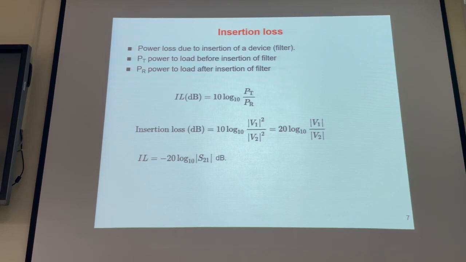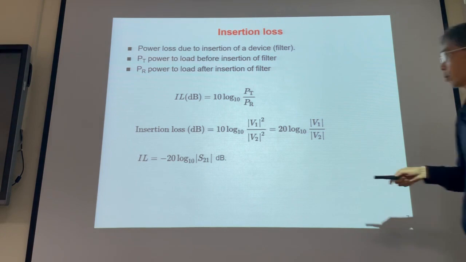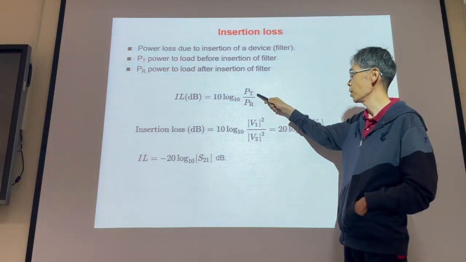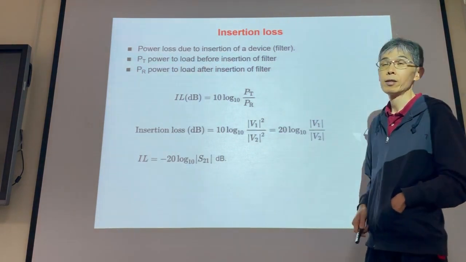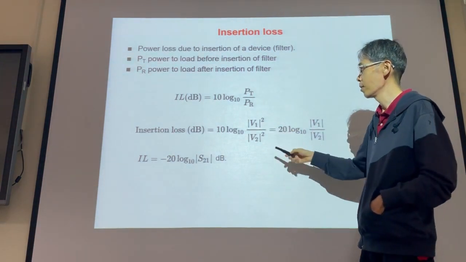Okay, insertion loss. So dB positive means PT is larger than PR.